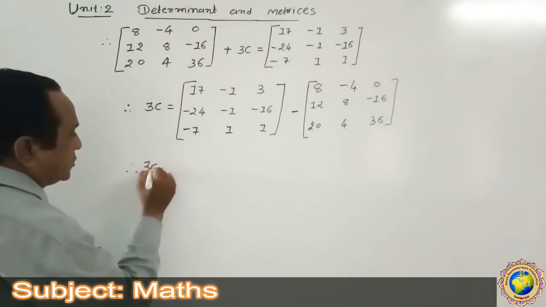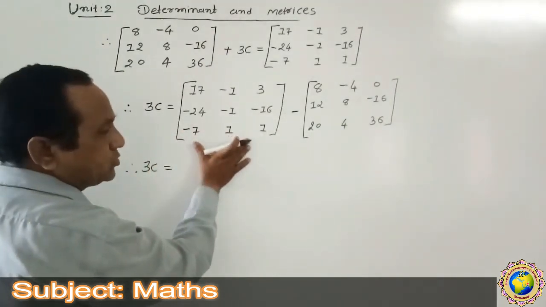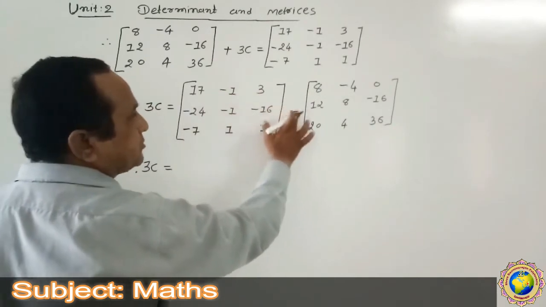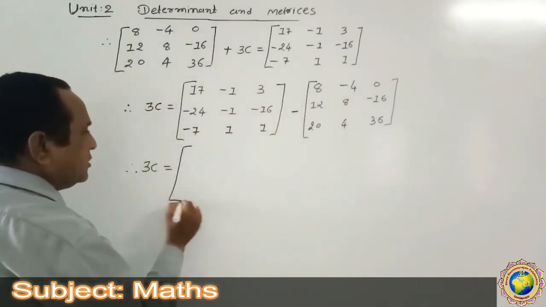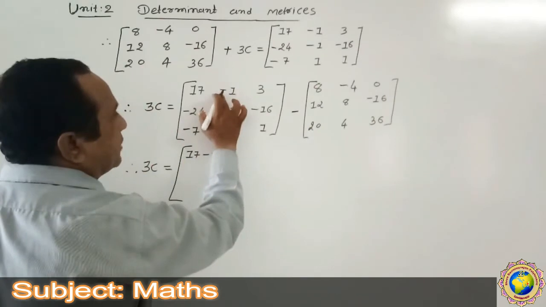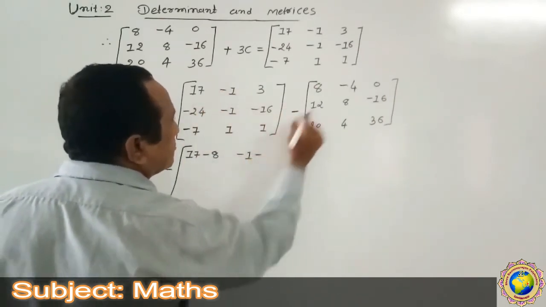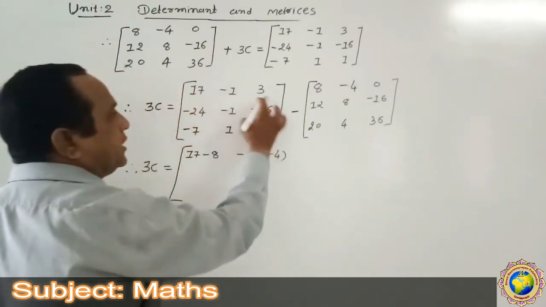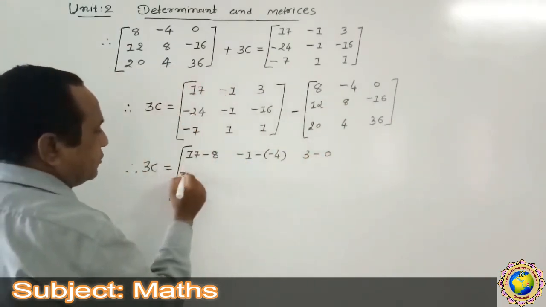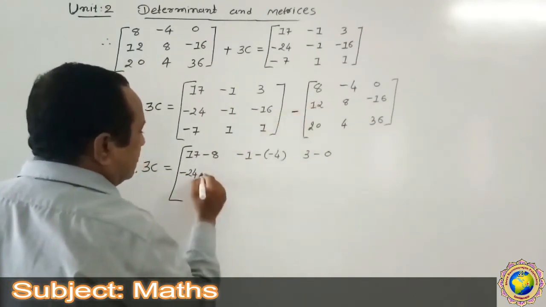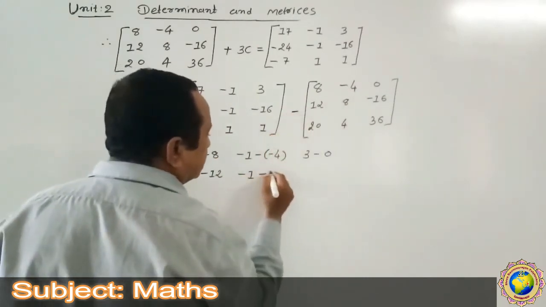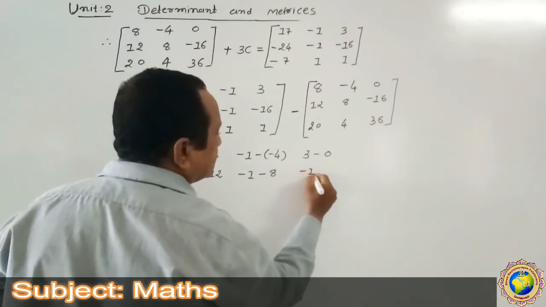Now 3C is equal to this matrix's elements minus these elements. First elements minus first elements, second elements minus second elements. Similarly, 17 minus 8. Minus 1 minus minus 4. Again, 3 minus 0. Second row, first element, minus 24 minus 12. Second element, minus 1 minus 8. And third element, minus 16 minus minus 16.